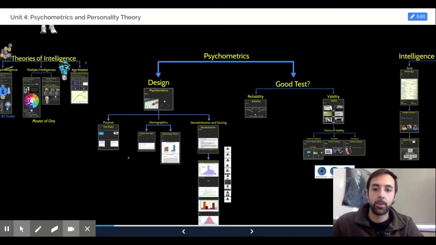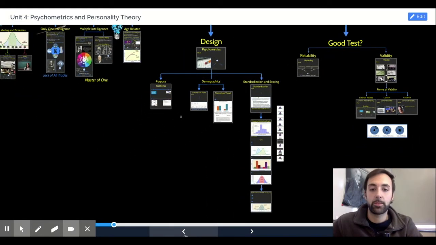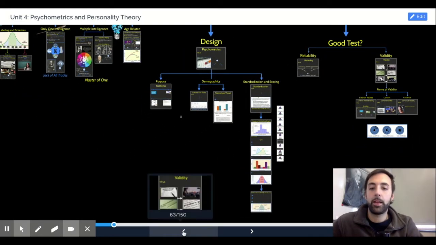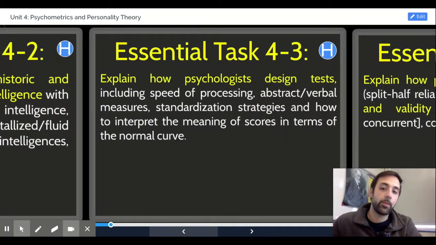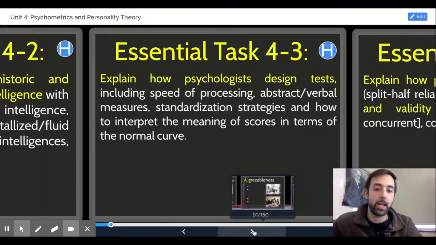4.4. What you see under design on the left incorporates all of the elements of 4.3. On the other side, you see the terms of the word good test with the terms reliability and validity. That is going to be covered in Essential Task 4.4. So right now, we're only going to be talking about the design portion of the broad category of psychometrics. The column all the way to the right looks a little bit longer due to some of the pictures. But nevertheless, I'll allow you to pause the video now and copy down the yellow portion of the Essential Task.